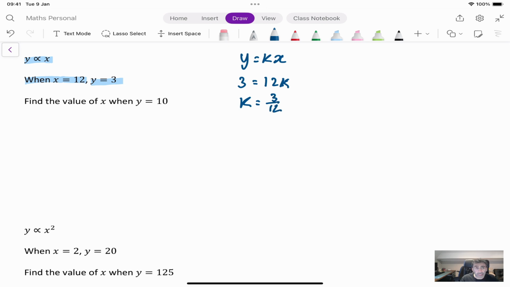Okay, and I know that 3/12 simplifies as a fraction to 1/4. So I'm going to change 3/12 to 1/4. Okay, so k is equal to 1/4, which makes sense. 12 times 1/4 does give me 3.